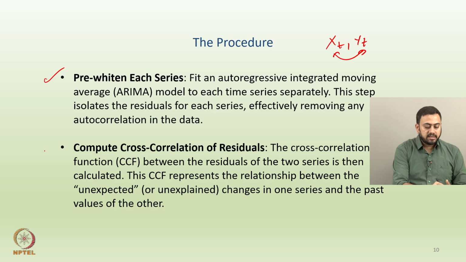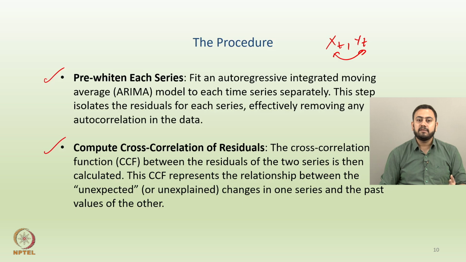The second step is to compute the cross correlation of the residuals. The cross correlation function, or CCF, between the residuals of the two series is calculated, and this CCF represents the relationship between the unexpected or unexplained changes in one of the series and the past values of the other. So, you fit an ARIMA model on xt and an ARIMA model on yt, gather both residuals, and compute their cross correlation.